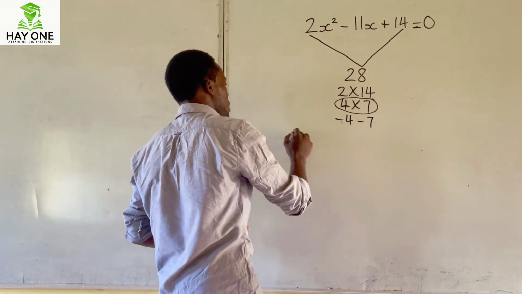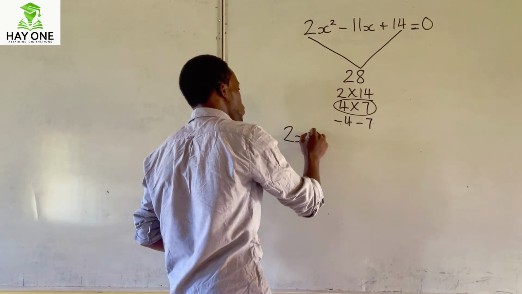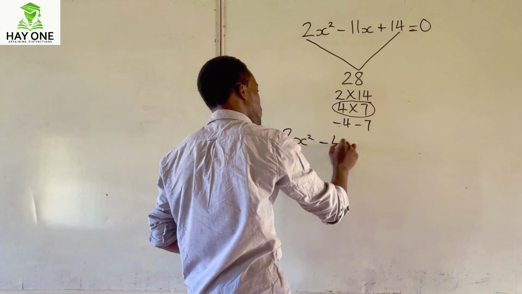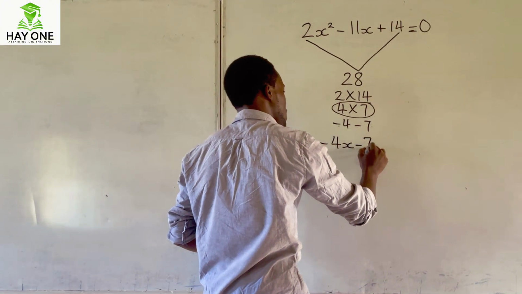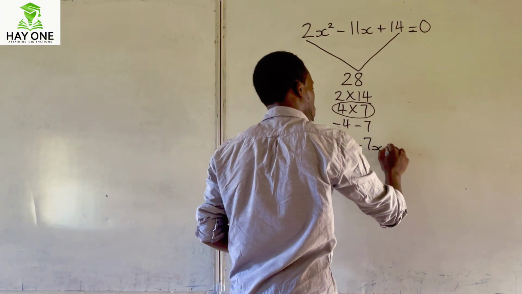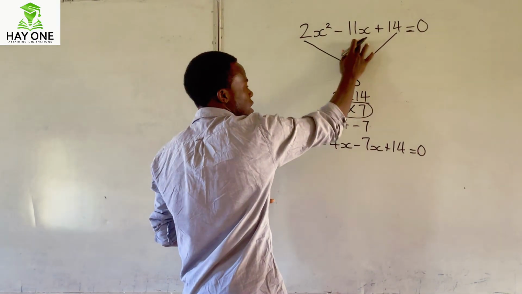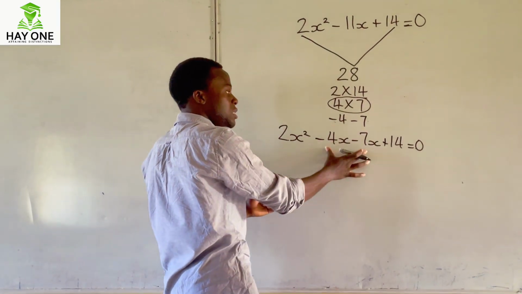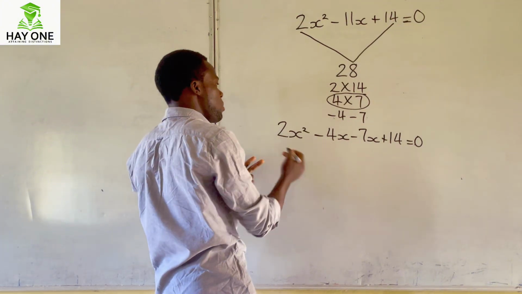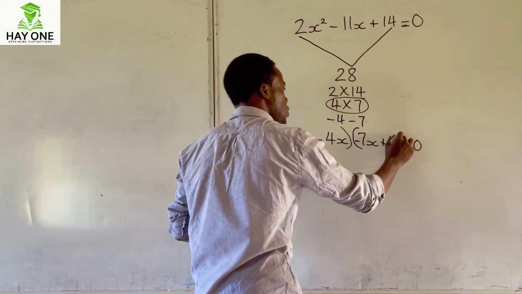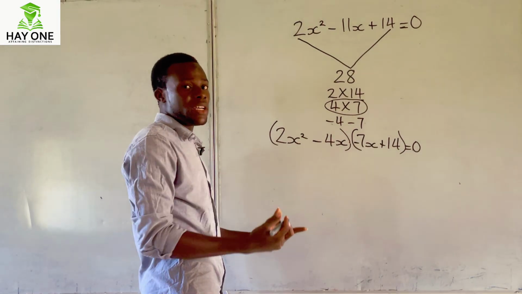So now, let's write the question again. 2x squared. So instead of writing minus 11x, this is what we are using: minus 4x minus 7x, then plus 14 equal to 0. We have successfully replaced minus 11x with the two factors we picked. Then the next thing you do is put them in brackets. Then this also in brackets. Then this is where factorization comes in.